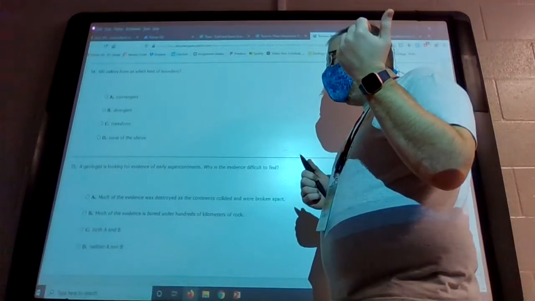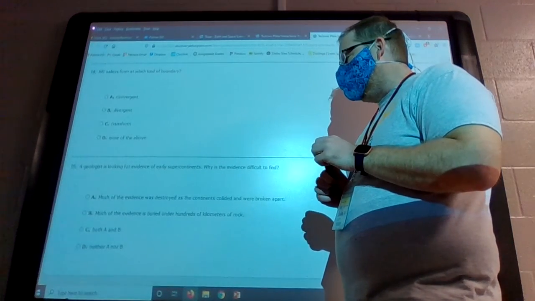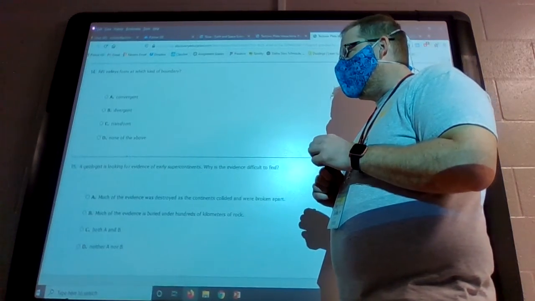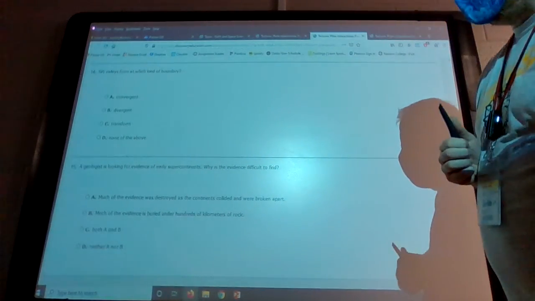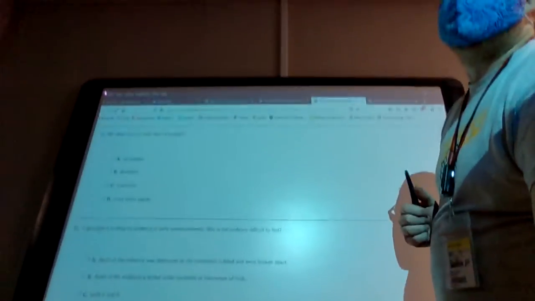A geologist is looking for evidence of early supercontinents. Why is the evidence difficult to find? So the early supercontinents existed a very, very long time ago. The older something is, there's reasons why evidence is harder and harder to find.